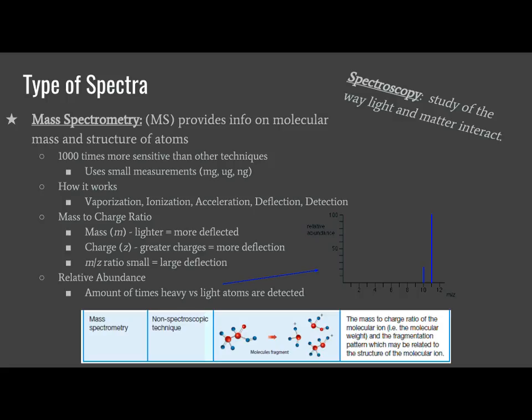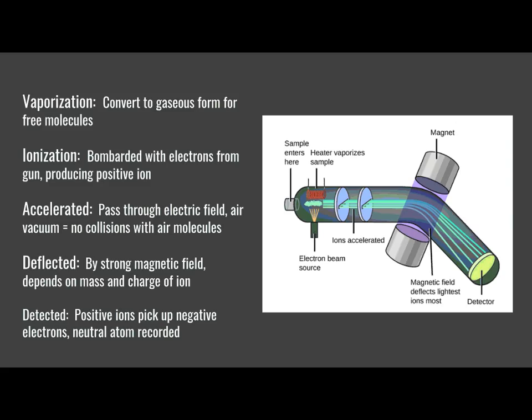You can use this to determine the relative abundance of, for example, isotopes. So look at this chart over here. Remember those mass spec charts? Percent abundance. And so here is our chart.